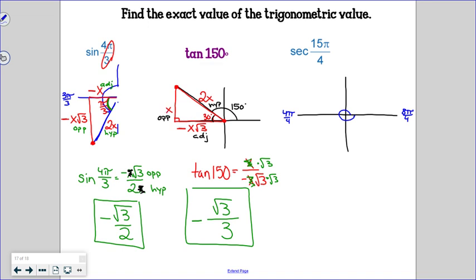Another 4 would put me up to 12. If I were to add another 4, I'd get up to 16, and I'm supposed to stop at 15. So I would be just short of 16 over 4. That would be my 15 pi over 4. Okay, that's 15 pi over 4. What's my reference angle? Pi over 4, right? That's the easy part. How far am I from my closest x-axis?